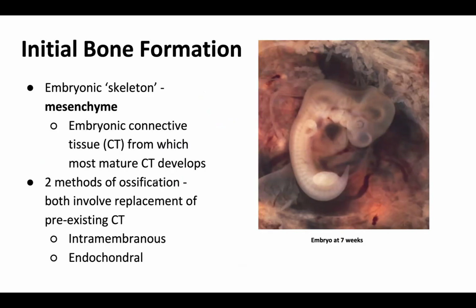Initial bone formation begins with the formation of an embryonic skeleton composed of mesenchyme. And mesenchyme is a very important and prominent embryonic tissue that almost all connective tissues are derived from. And since bone is a type of connective tissue, it's included here. And the initial formation of the mesenchymal skeleton begins around the 6th week in utero.